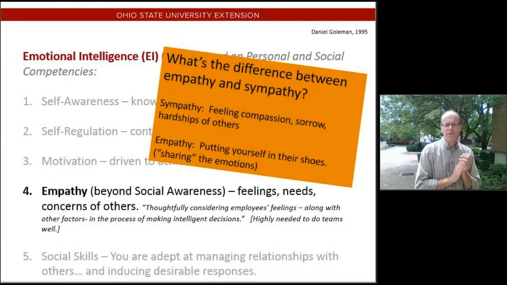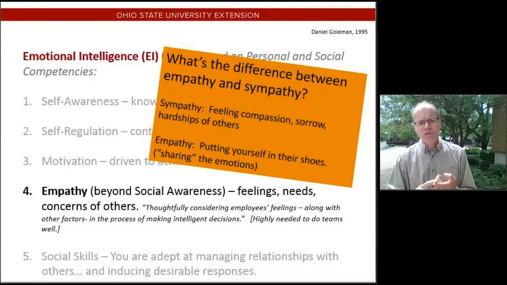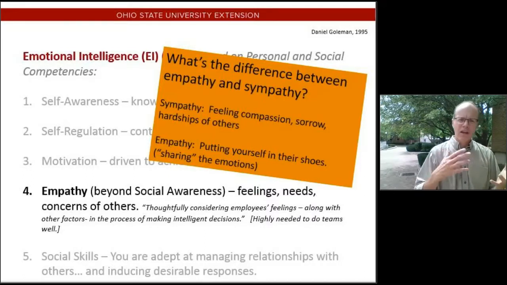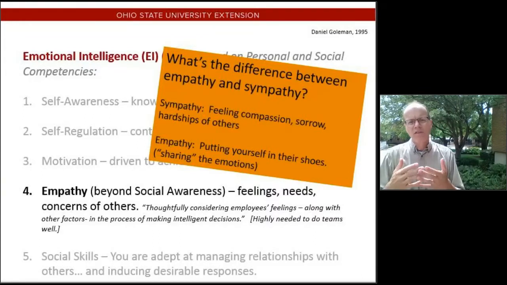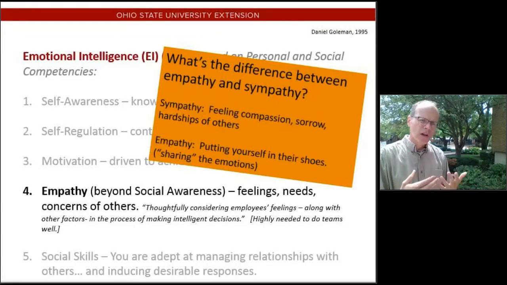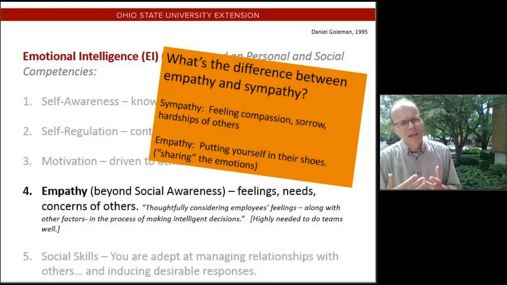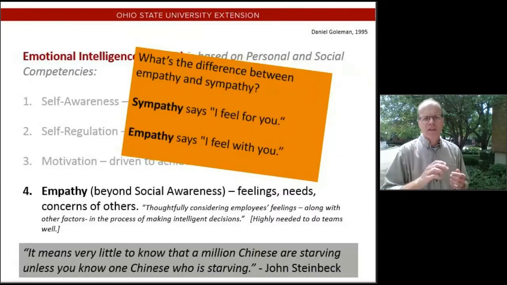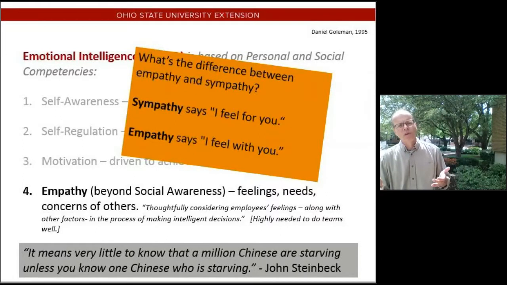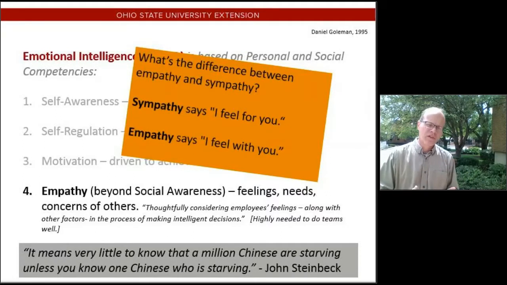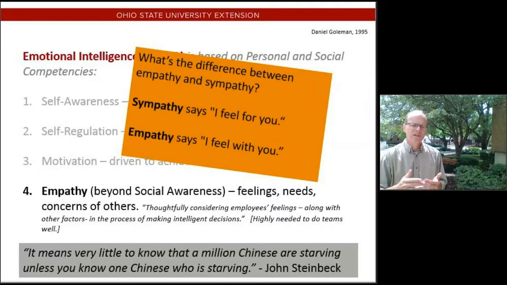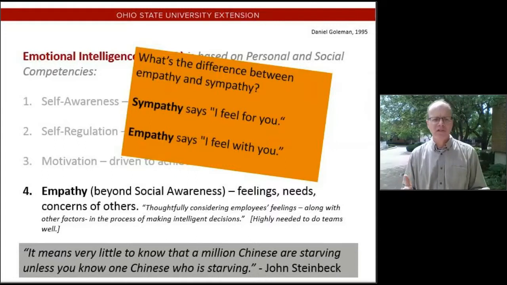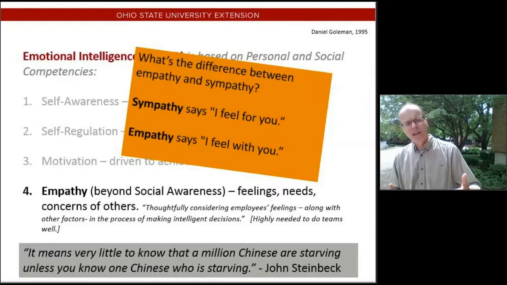Anyhow, number 4, empathy. Beyond social awareness, what are the feelings and needs of others? A lot of people think about sympathy and empathy almost simultaneously, as if they're the same thing, but really sympathy is kind of feeling sorry for other people. Empathy is really getting in their shoes, getting into and sharing those emotions. Sympathy says, I feel for you. Empathy says, I feel with you. So there's that deeper level. I like Steinbeck from way back. He says, it means very little to know that there are a million Chinese starving, unless you know one Chinese who is starving.